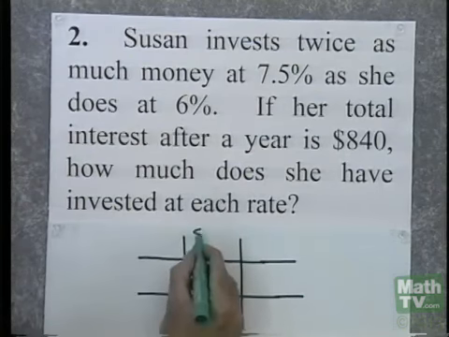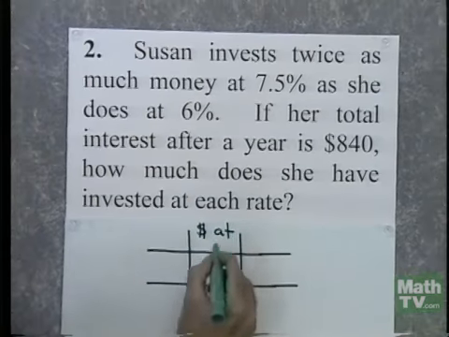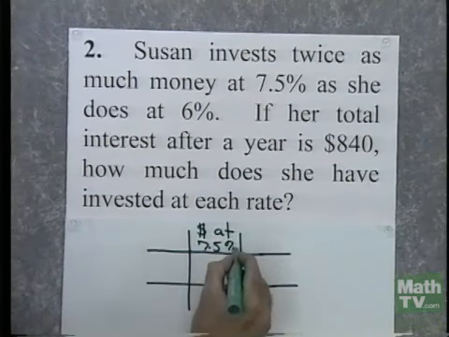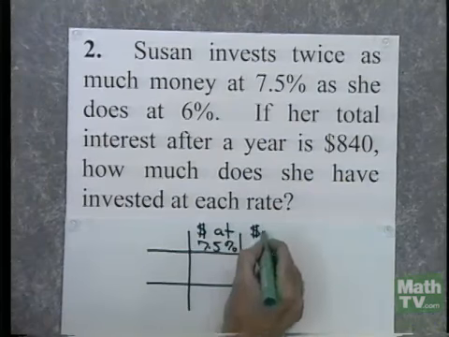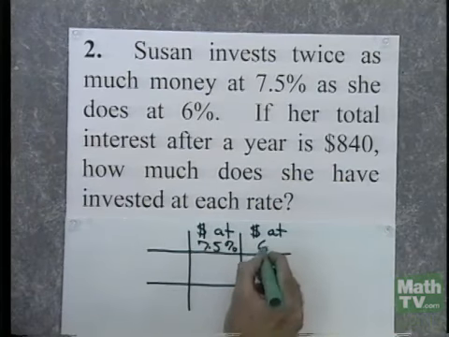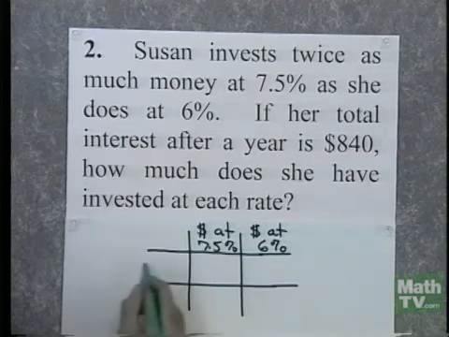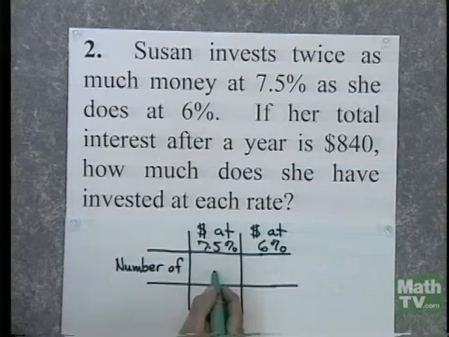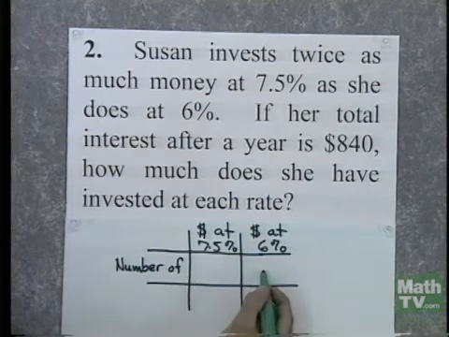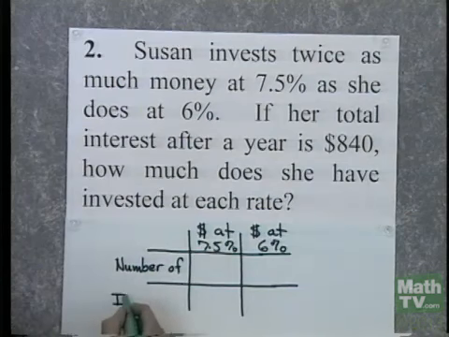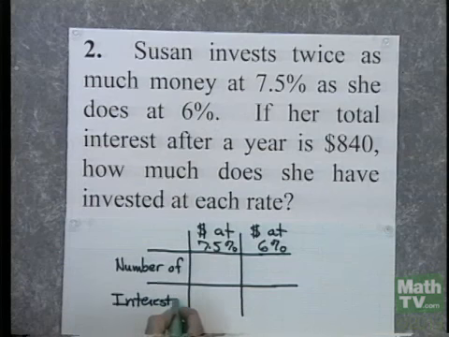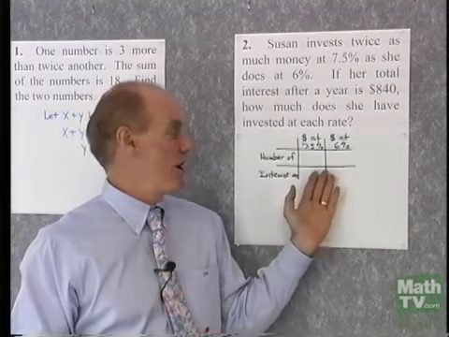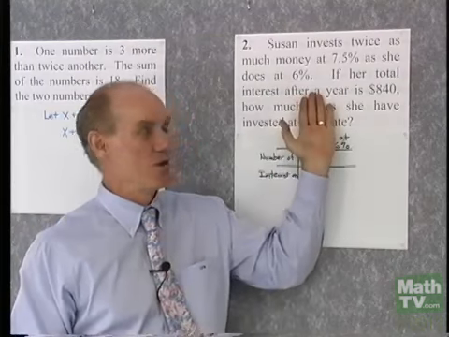Now in this column I'm going to set this up so I have dollars at 7.5%, and in this next column I'm going to have dollars invested at 6%. And then in my 2 rows here, I'm going to have the number of dollars at 7.5%. Here will be the number of dollars at 6%. And down here I'm going to write the interest. Now, setting the problem up this way gives me some little squares here to fill in according to what's written in the problem.